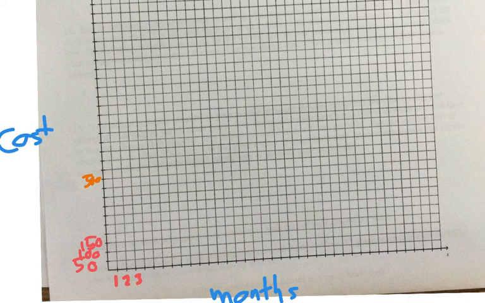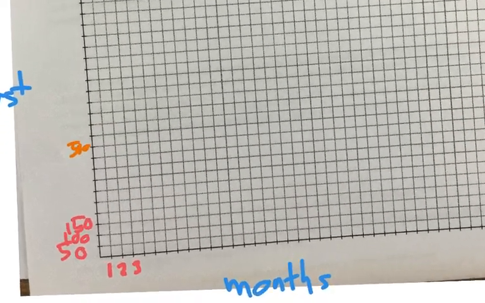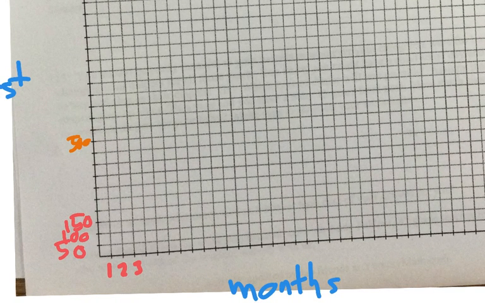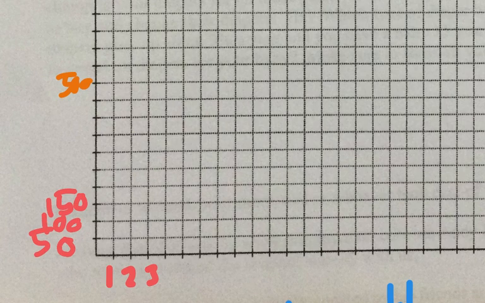So let's first graph our disposable. So look back at your table. For 1 month with the disposable diapers, how much did we spend? $54. So I would go to 54, and I would plot that point. Okay, what about 2 months? It was 108.